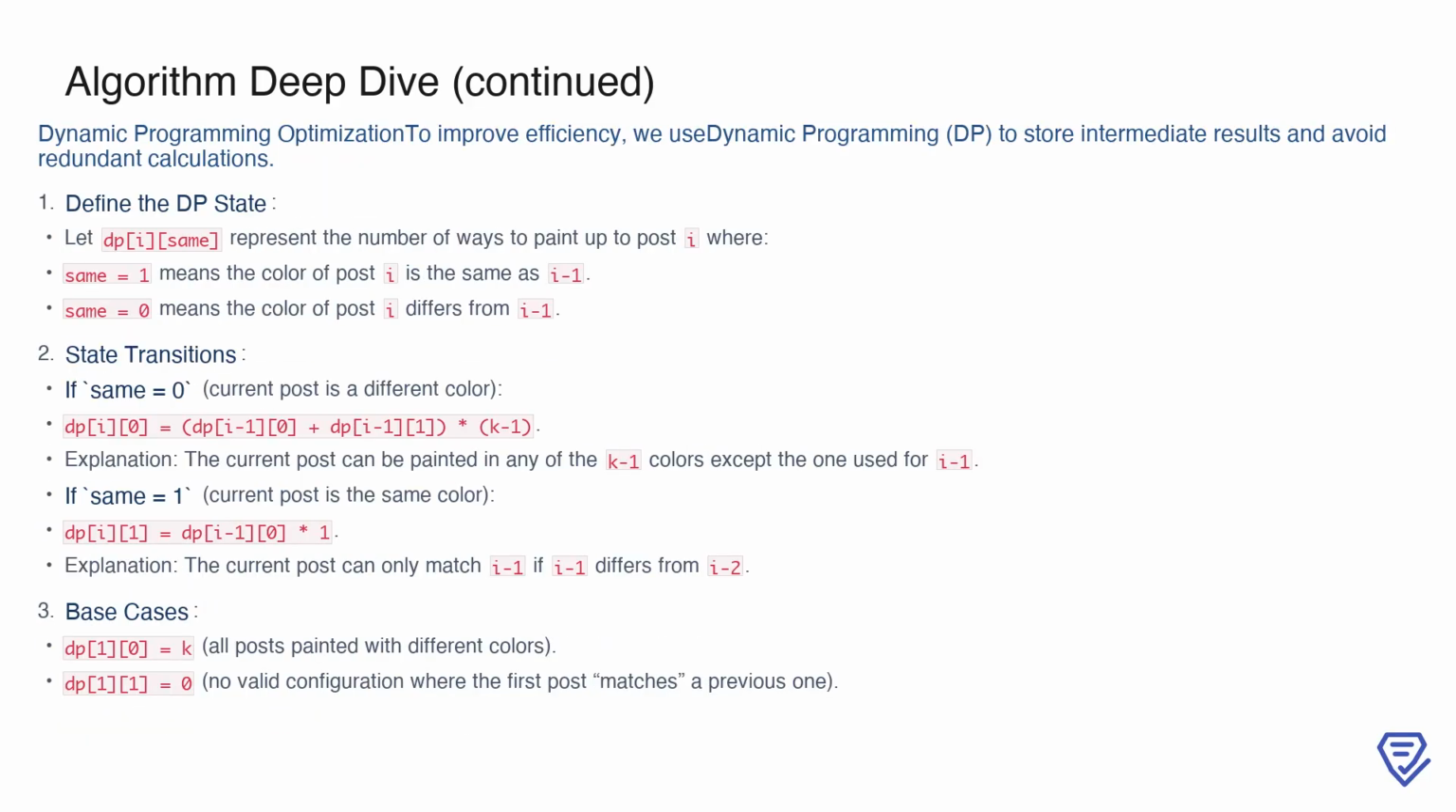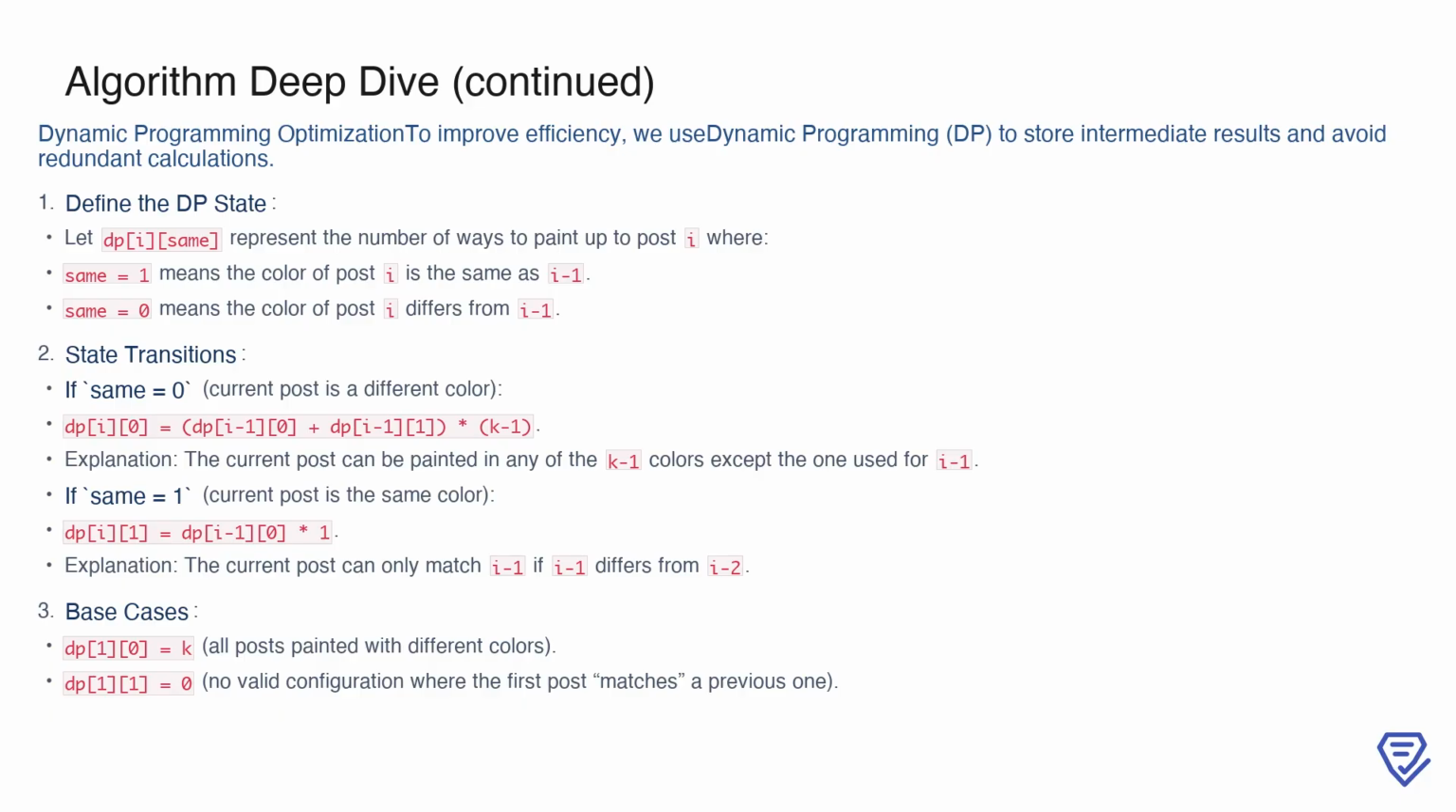To optimize the brute force approach, we can use dynamic programming, which avoids redundant calculations by storing intermediate results. We define a DP state DP[i][same], where i represents the current post, and same indicates whether the color of post i matches the color of the previous post i-1.